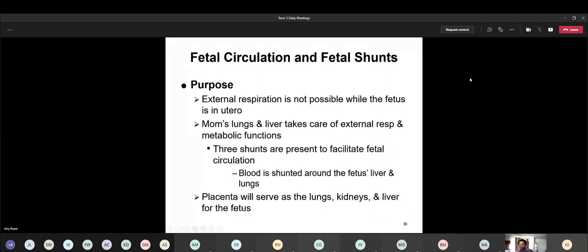Now, what is the whole point of having these shunts? As we know, the lungs don't work. They can't work. They're filled with fluid. The fetus is still doing what they call practice breathing, using the diaphragm, and the lungs are expanding and recoiling, but there's no real breathing in the sense of breathing going on.